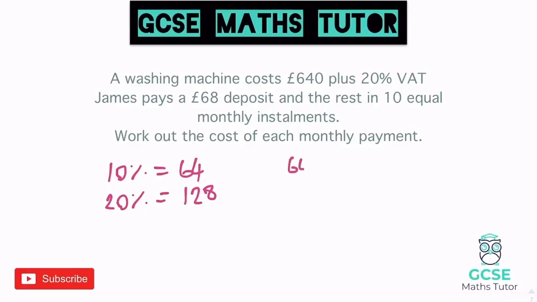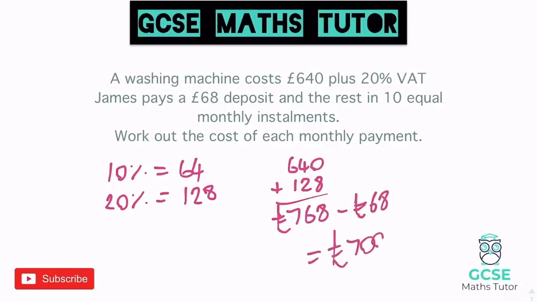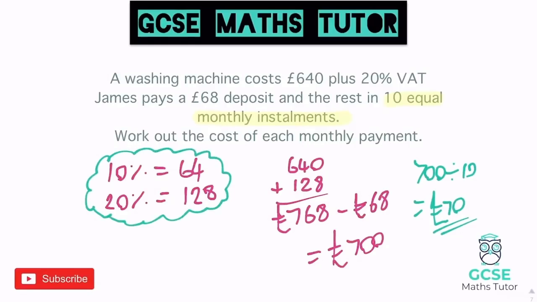So if we add these together, 640, add 128, we get £768. Now it says he's going to pay a £68 deposit, so let's take that £68 off because that's what he pays right at the start, and that leaves us with £700. Now it says in the question he's going to pay that in 10 equal monthly instalments. So if we divide this by 10, 700 divided by 10 tells us that he's going to pay £70 per month. There you go. So the main part here was working out the percentage. So always work out 10%, and remember from there you can figure out any percentage.